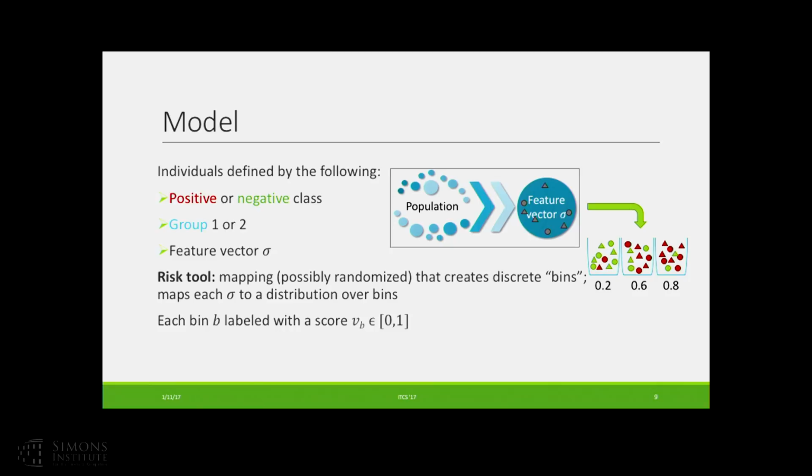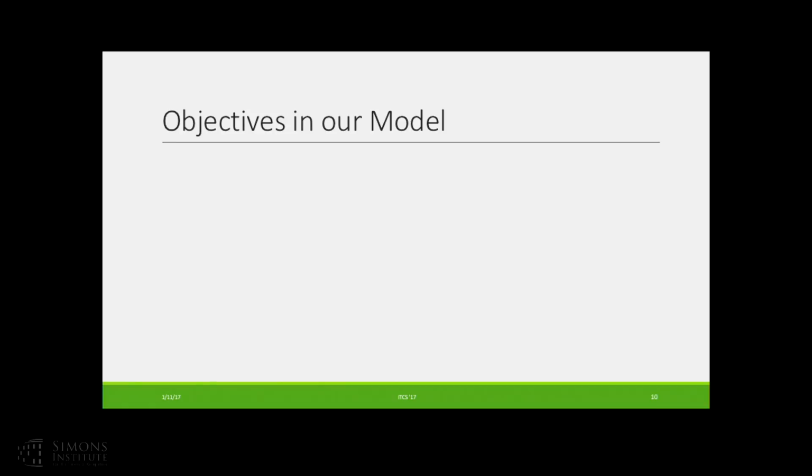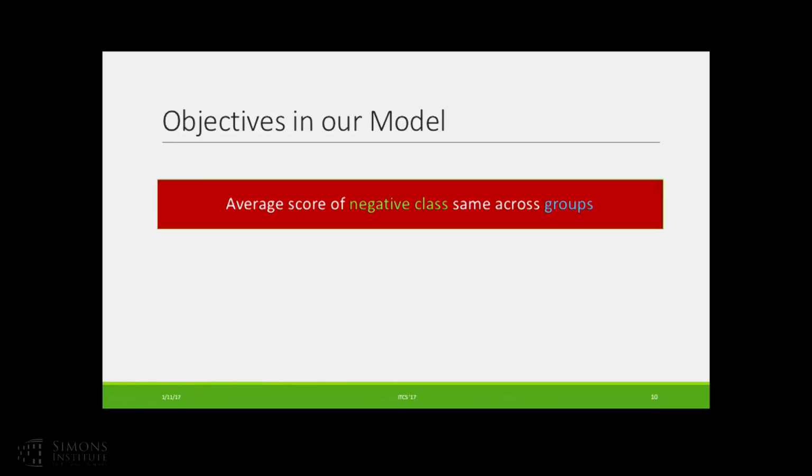We have population statistics, right? Sure, you can know all these things. So we'll even allow that for each sigma, you know the fraction of people with that feature vector who belong to the positive class. So you can really have as much information as you want. The only piece of information that you may not have is the answer: is this person from the positive or negative class?